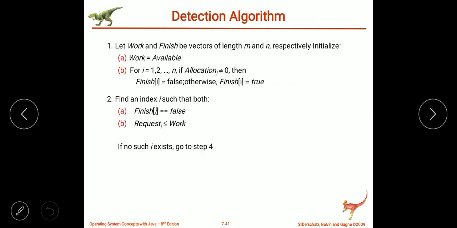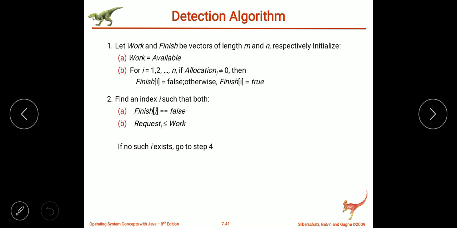Let's quickly see the algorithm. This algorithm is very similar to Banker's algorithm, that is, the safety algorithm. It is almost the same. Instead of need, we will be using request. Wherever need is there, we will be using request. Let work and finish be vectors of length m and n. You know what is work and what is finish. I don't have to explain it again, right? So work is initialized with available. This we had done in Banker's algorithm also.